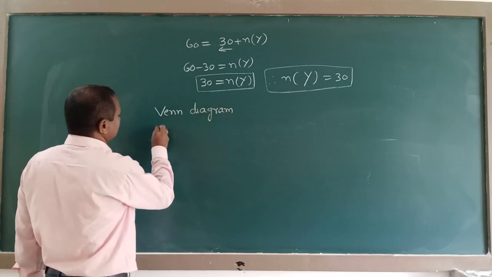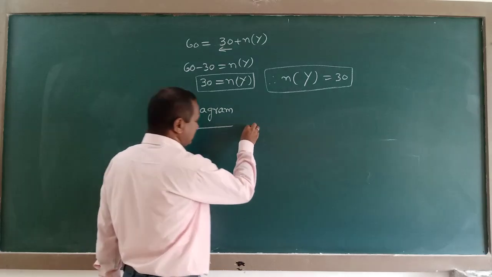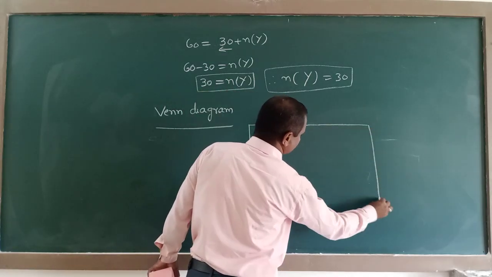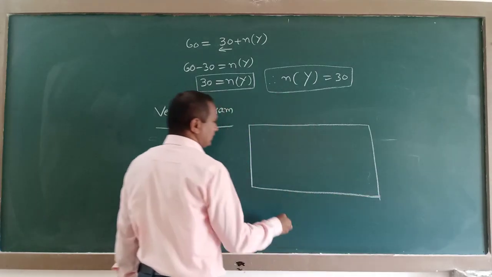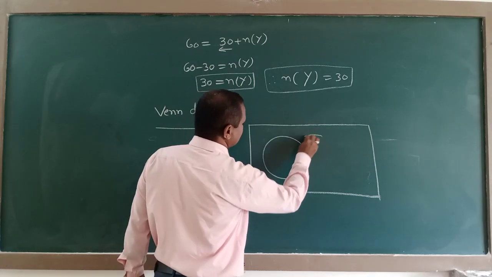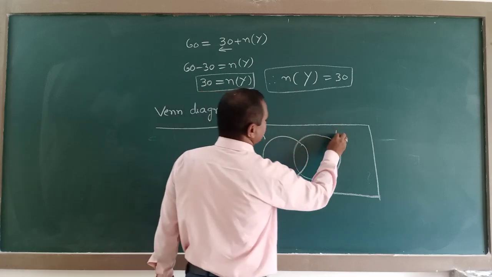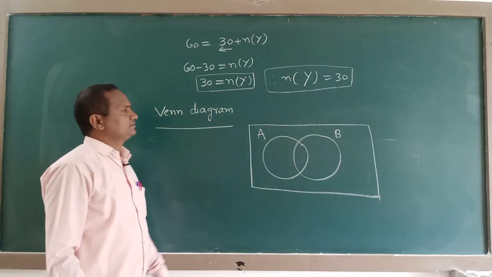Venn diagram here. Take a rectangular diagram here, and in this rectangle take two sets. One is set A, another one is set B. First you should write the common elements.